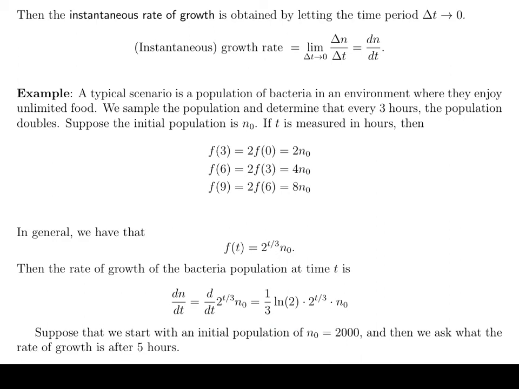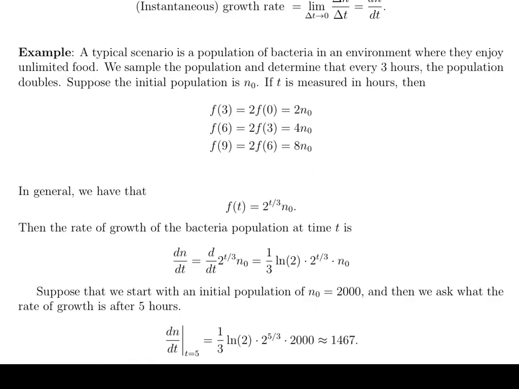Now we can put some numbers in. Let's suppose we start with an initial population of 2,000, and then we're going to ask, what is the rate of growth after 5 hours? So essentially, we're just going to plug in these values. We're going to plug in t equals 5 into this derivative. We're also going to put a 2,000 in place of n naught. We can use our calculator to work out the value here, and it turns out this works out to about 1,467.